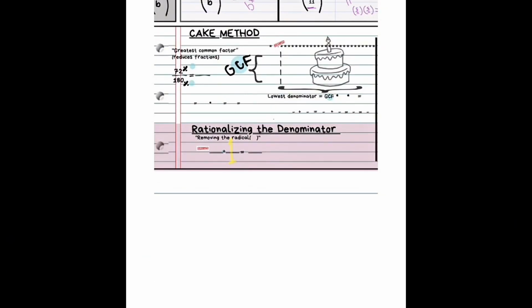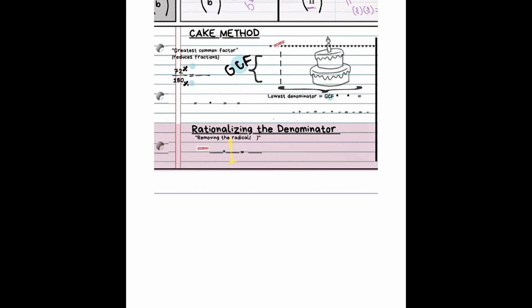So when we need to reduce a fraction, we look for the greatest common factor. And when we need to add or subtract fractions, we look for the lowest common denominator. There's a method called the cake method, and this is a method that I used when I was first starting out to help me find not only the greatest common factor, but also the lowest common denominator. Let's look at an example.